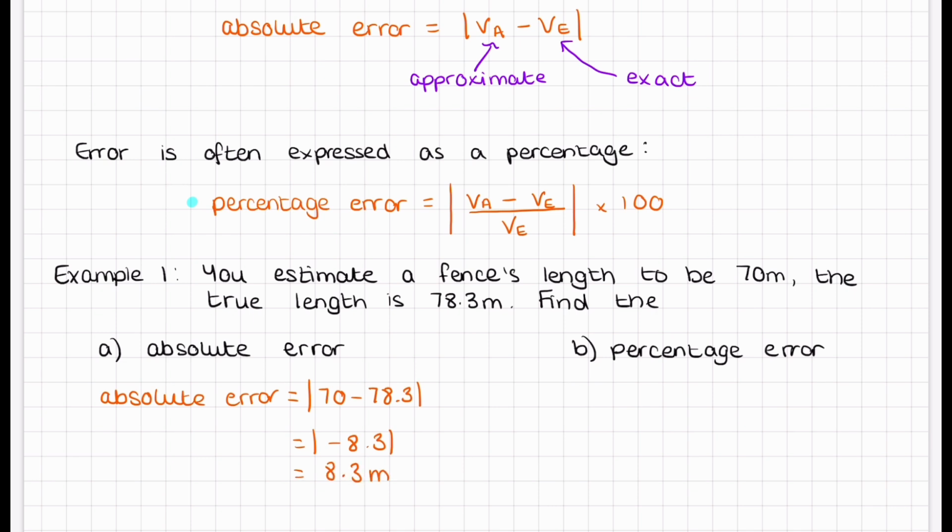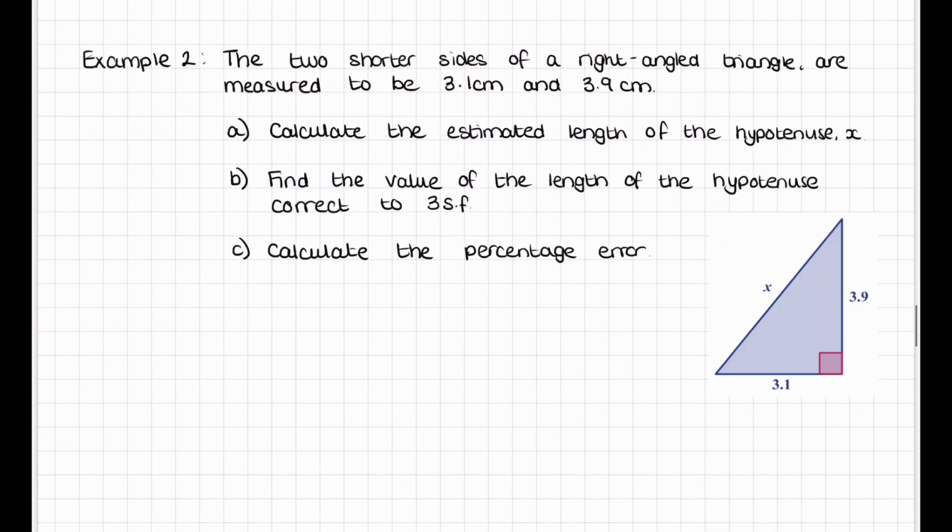Our percentage error equals the approximate minus the exact, all divided by the exact, which is 78.3, and then we times by 100. And take the absolute value, you end up with 10.6%. Next example, the two shorter sides of a right angled triangle are measured to be 3.1 centimetres and 3.9 centimetres.